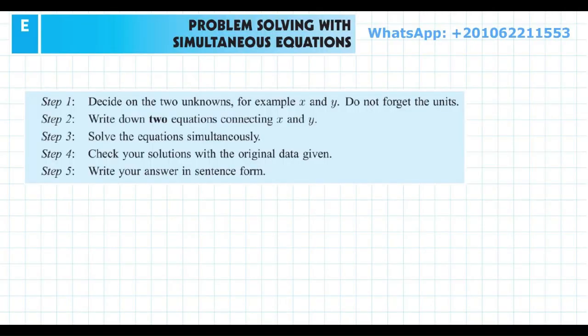First of all, you need to consider these steps. The first step is to decide the variables, one of them should be x and the other should be y. And respect the units, please. The second step, write the two equations. Then you're going to have two equations, the first one and the second one. The third step, you need to solve them simultaneously, whether using the substitution method, the elimination method, or the graphical method. The fourth, you can check your results with the original data given. And the last one, you need to write your answer in sentence form.